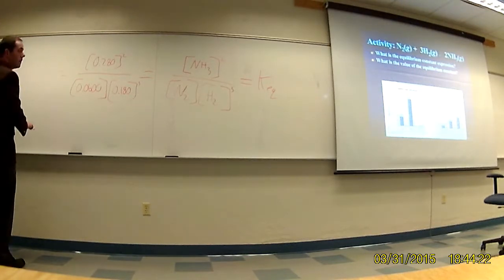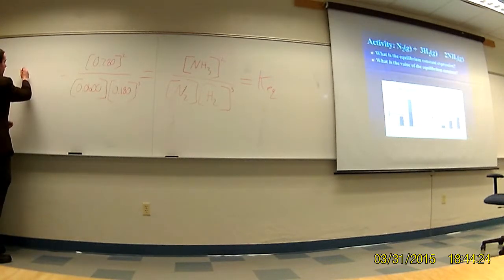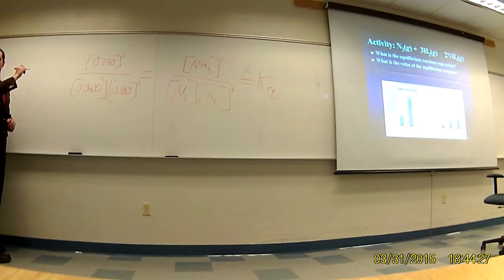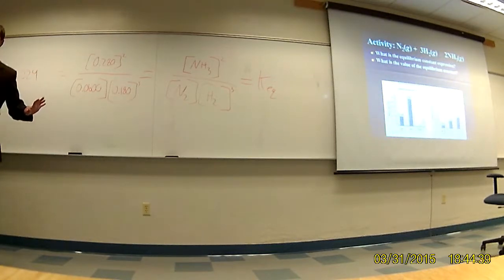What is the number? 224.0512117. Did everybody get 224 or something? Yeah. So 224. There are no units. A K value has no units. It's just 224.